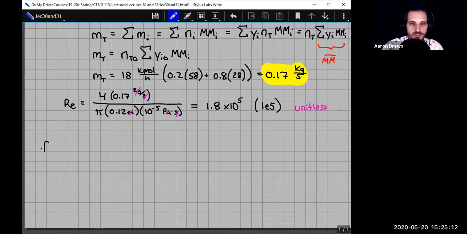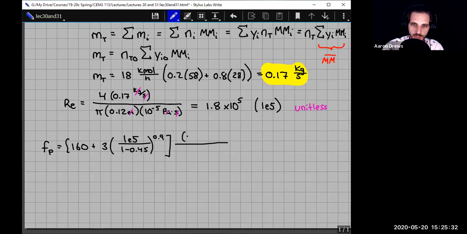Right, our F sub P then would be 160 plus 3 times our Reynolds number, which is 1E5, divided by 1 minus 0.45 raised to the 0.9, all of that times 1 minus 0.45 squared, over 0.45 cubed on the bottom, and then times the Reynolds number again, which is 1E5. You write all of that out, throw that into a calculator if you want, you get 5.09.